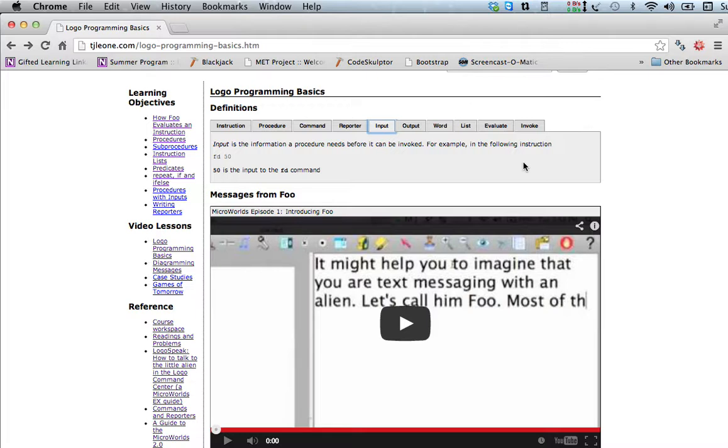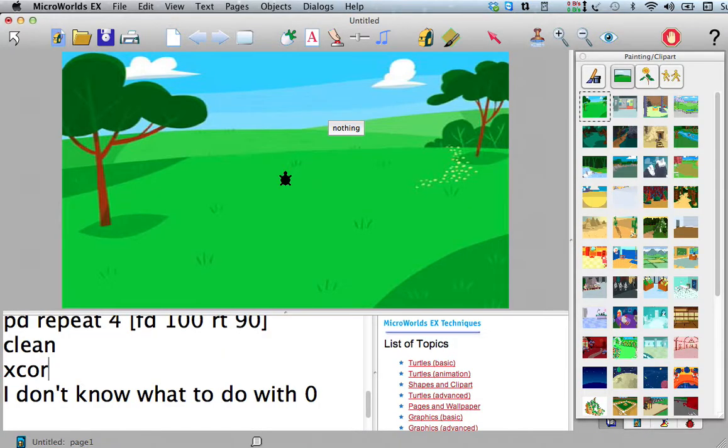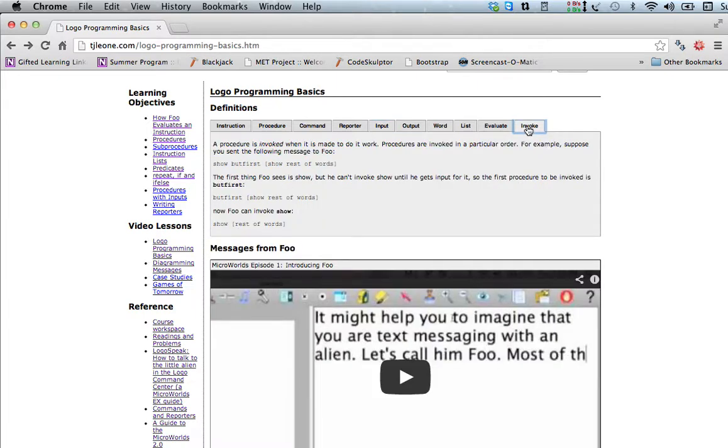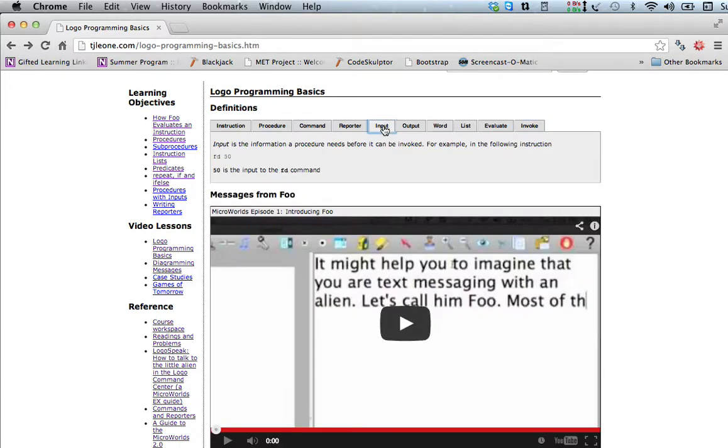So for example, in the instruction forward 50, the 50 is the input to the forward command. When I say invoked, let's look at that one too, because I'm using that word here. A procedure is invoked when it's made to do its work. I just want you to know for input that something gets invoked when it's made to happen.